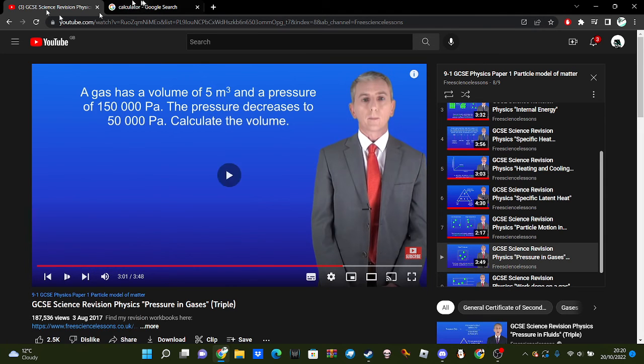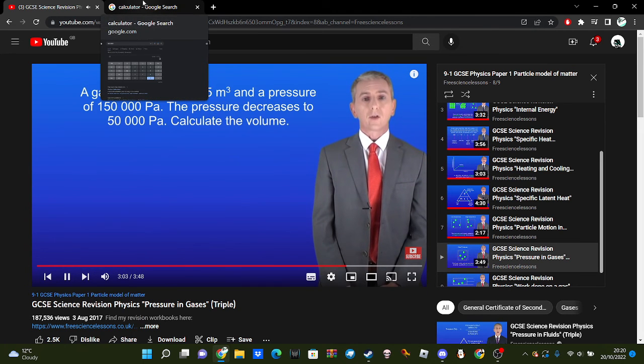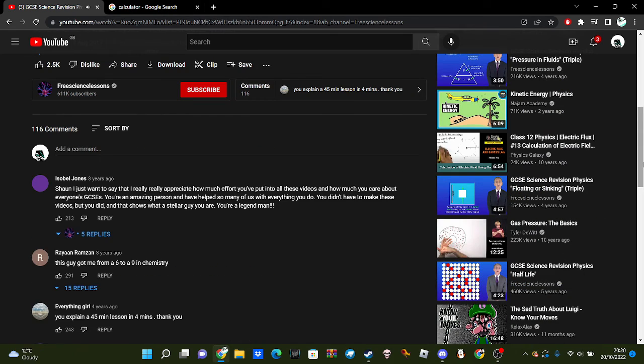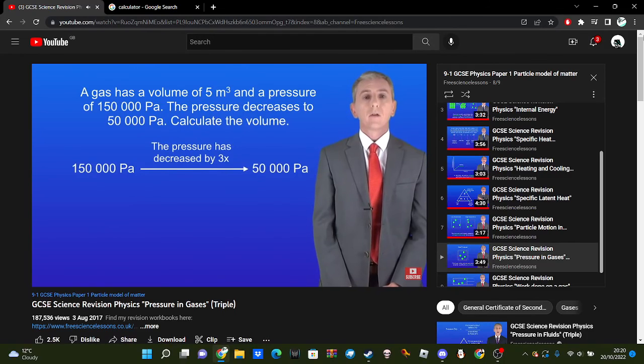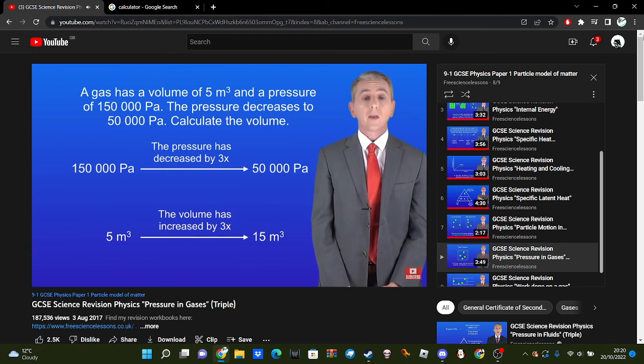So pause the video and try this yourself. Okay, we can see that the pressure of the gas has decreased by 3 times, from 150,000 pascals to 50,000 pascals. That means that the volume of the gas must have increased by 3 times, from 5 meters cubed to 15 meters cubed. And that's our final answer.